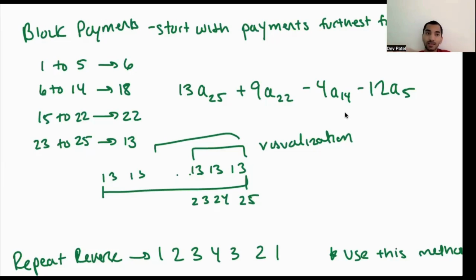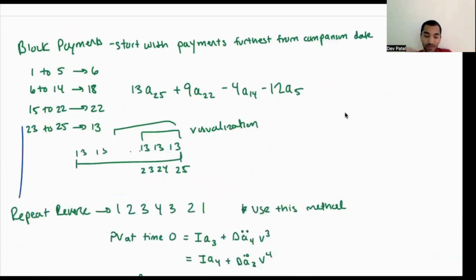Then we go to the next. What's the next payment structure? It's 1 to 5, which is 6, which is 12 less than 18. So then we subtract 12 a-angle-5. So you really want to get this idea that you start at the end and then incrementally move your way towards the present. And then you make the adjustments as per the payment pattern.